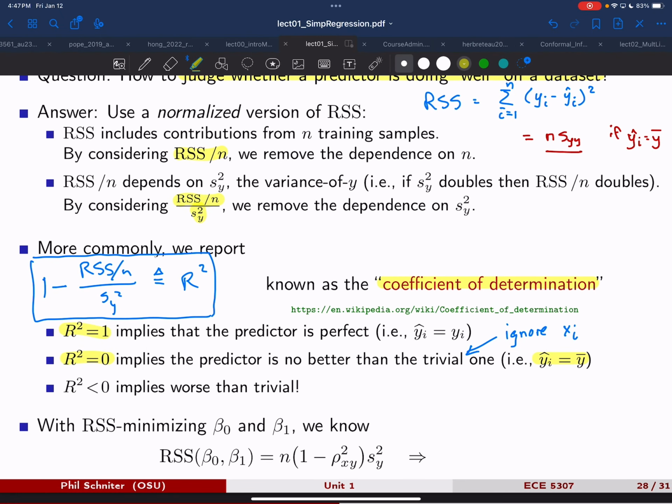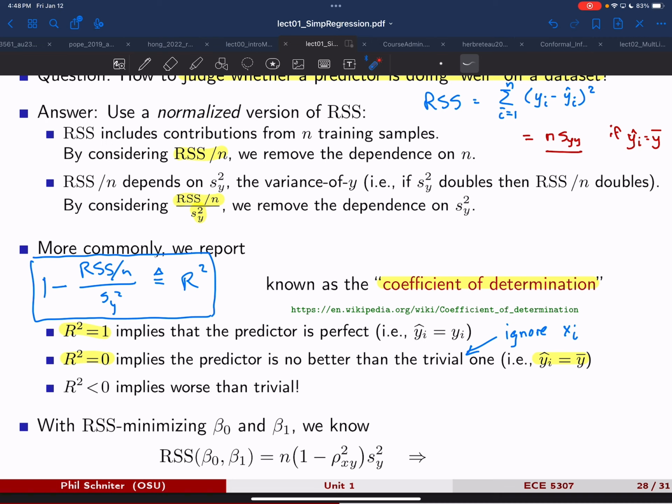Any questions on the r squared? Okay, let's do one last thing. We'll be done then. So this is the expression that we derived for the least squares, the RSS minimizing values. So this is like when you plug them in, this is what you get.